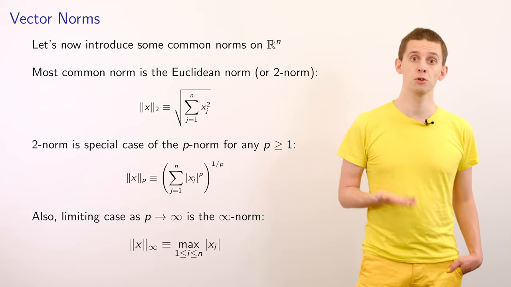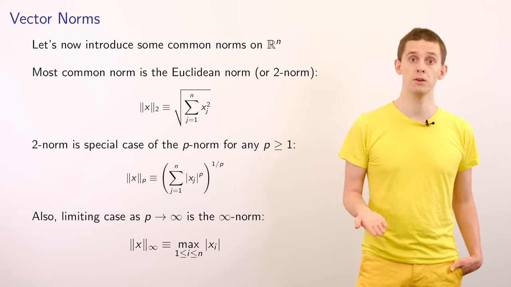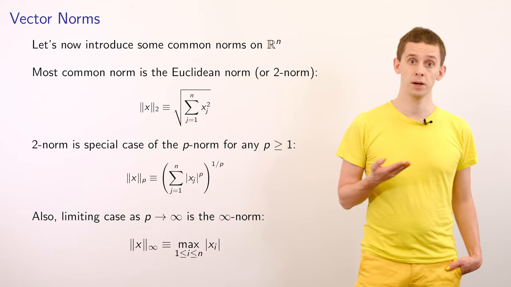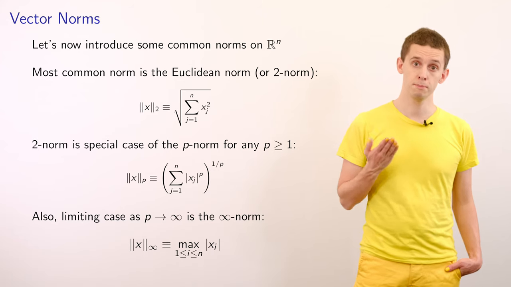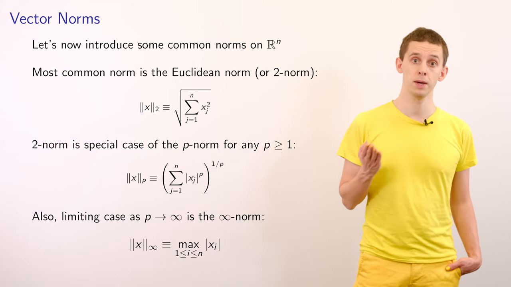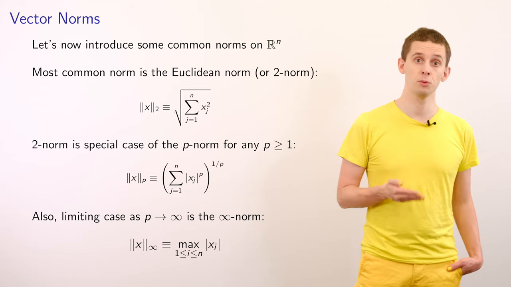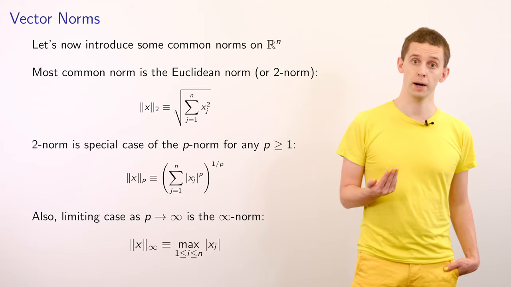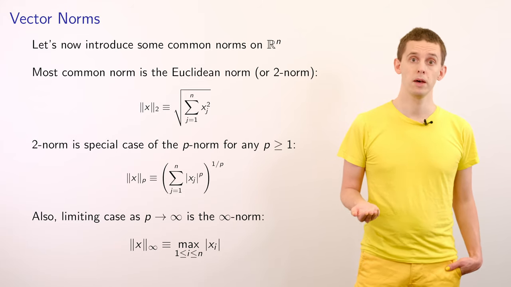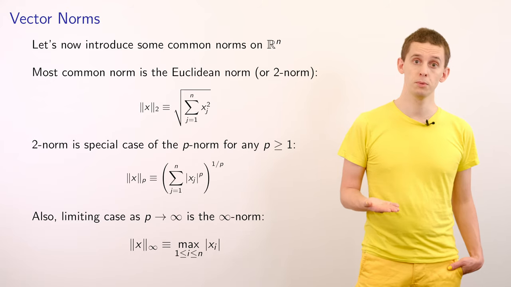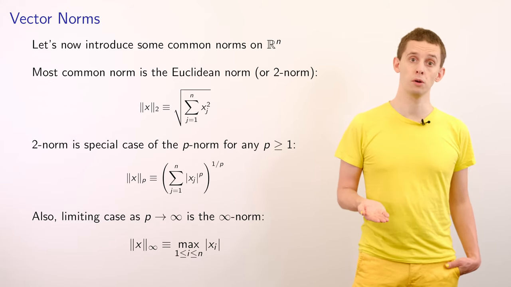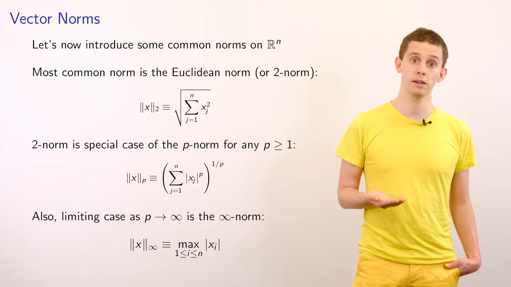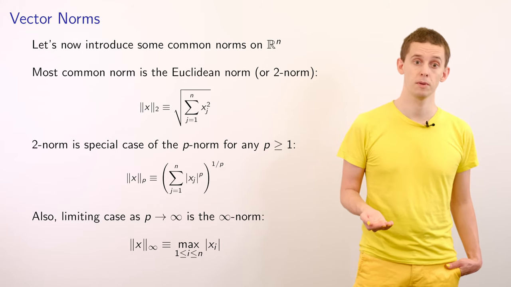This motivates a more general expression of the p-norm that we define by saying that we take the sum from j equals 1 to n of the magnitudes of the xj to the pth power, and then we take the resulting expression to a power of 1 over p. This will be a valid norm for any p greater than or equal to 1. If p is less than 1, then we can verify that the triangle inequality will be violated.